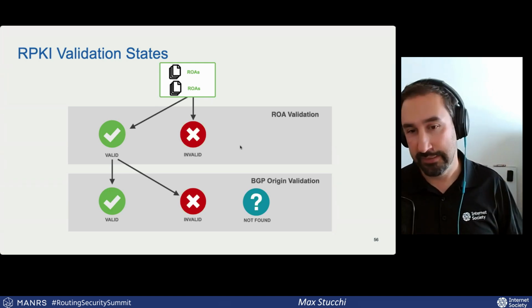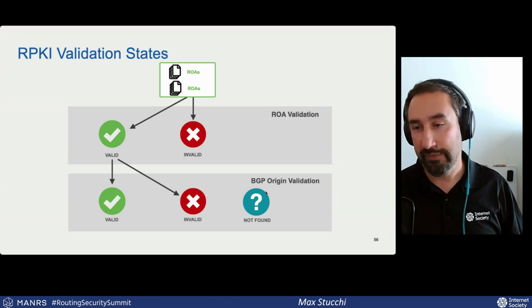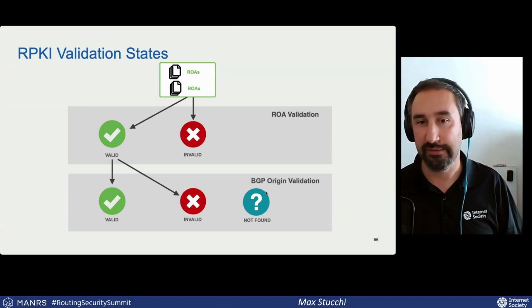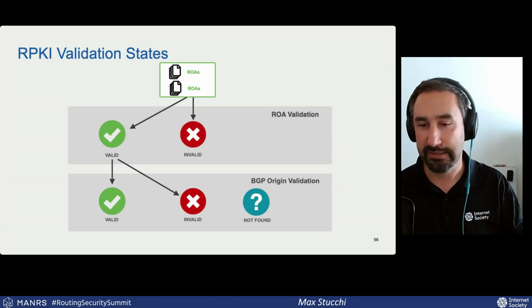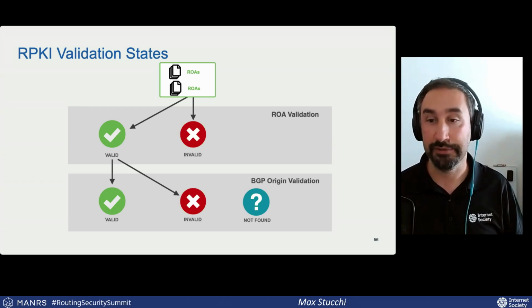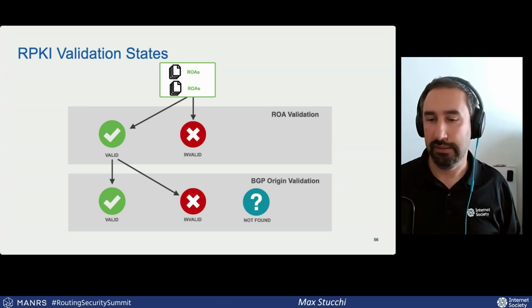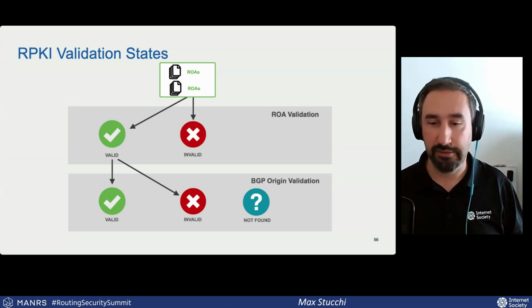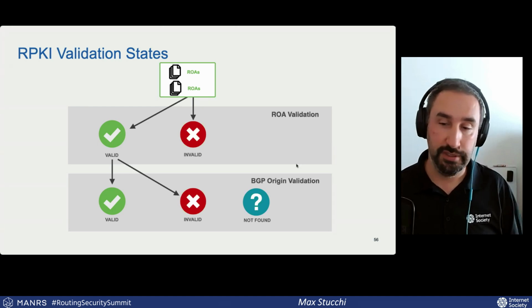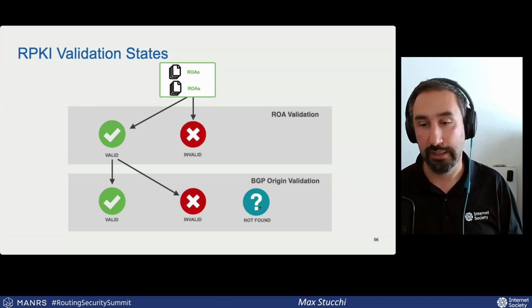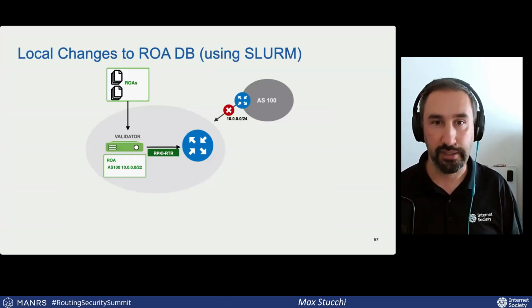On the other hand, if we don't have a ROA, if we don't have data in RPKI that lets us validate whether a BGP announcement is valid or invalid, so we don't know, the holder of the address space didn't create a ROA, then we just consider it not found or unknown in this case.